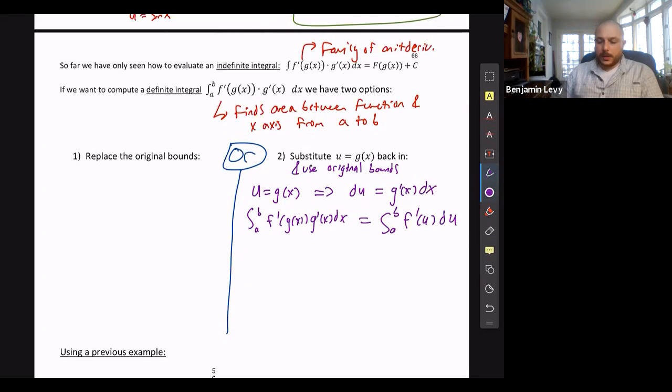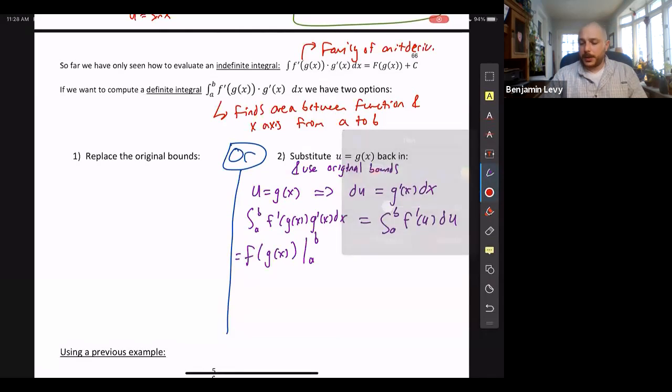And so this method on the right here, substituting u back in, just says, hey, leave a and b alone. Don't change a and b. Just plug u back in and then do the integration. So before we plug in a and b, we would do this. We would plug g back in and then go from a to b.